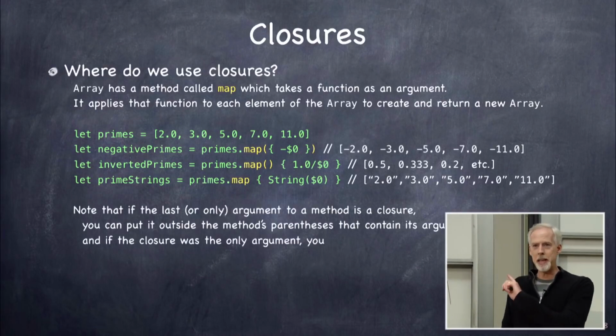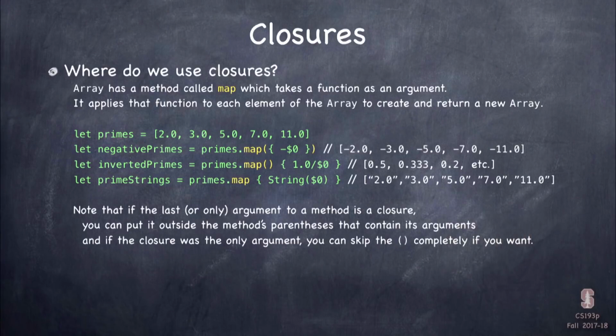Okay? Now, notice the yellow things up there have changed a little with each line. You see? The first one, map parentheses, the closure. The next one, map open parentheses, close parentheses, then the closure. And the third one, map no parentheses and the closure. Okay, this is using what's called trailing closure syntax. Okay, we almost always use this.